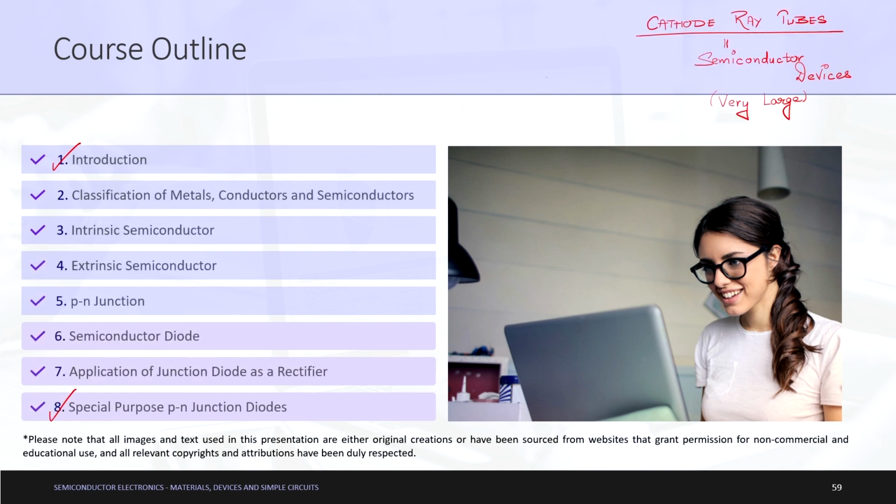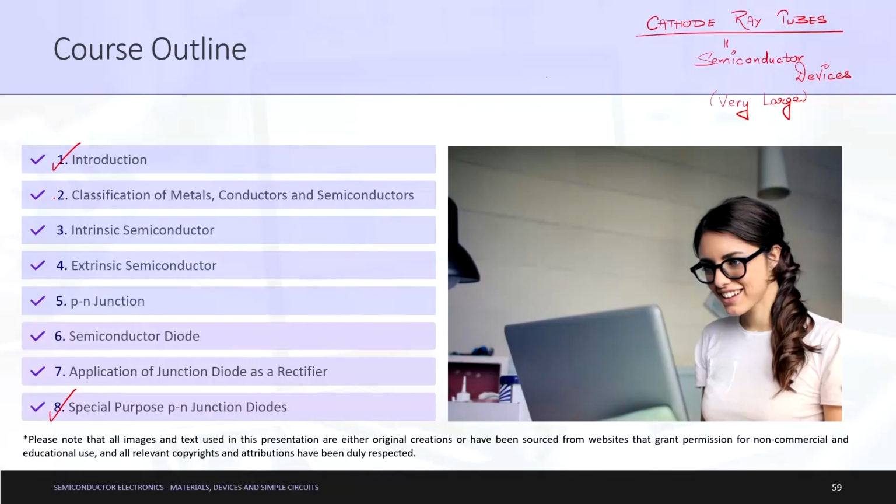So, that being said, in the introduction we understood the basic comparison between both of them, that is cathode ray tubes and the presently used integrated circuits. What was the size comparison, what is the speed comparison, how many are available, what is the basic difference, how this complete era started, and so on. Then the next was about classification of metals, conductors and semiconductors.